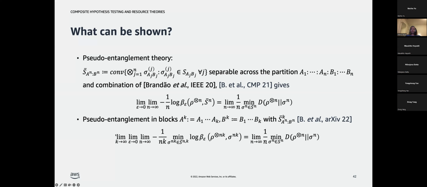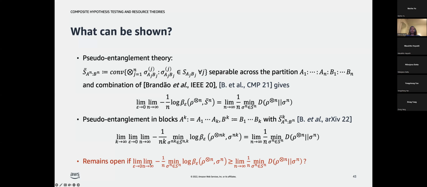However, on the left hand side, we have a problem because we cannot just exchange these limits here. The limits, going to infinity, epsilon to zero, and going to infinity, we have to have them in this order. Because of that, we can't really connect the left-hand side to the resource theory of entanglement. It's a bit of a weird problem, uniform convergence, but this is how it shows up if we go this approach. So this question about the achievability remains open as far as I know.